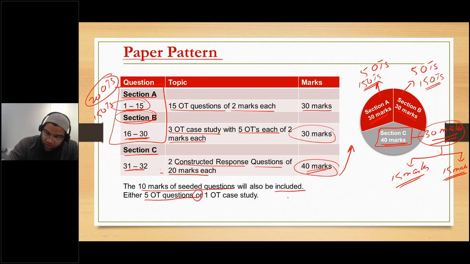Or there will be one OT case study in Section B, which will make 15 questions in Section A and 20 questions in Section B. So either you are going to have 20 OTs in Section A or 20 OTs in Section B. But 5 OTs will not be marked, and these will be called the seeded questions.